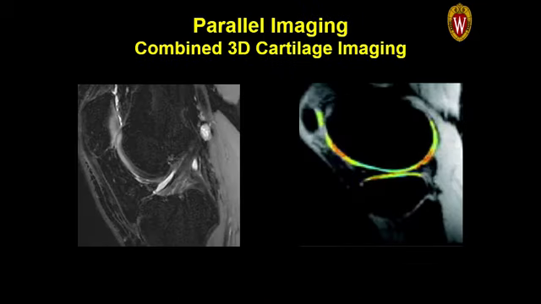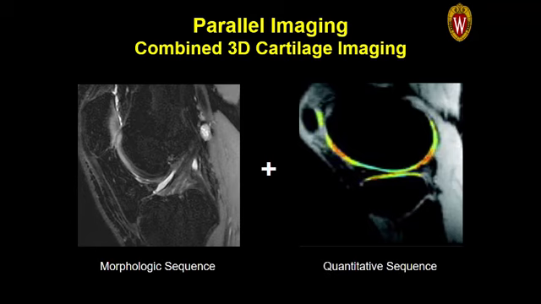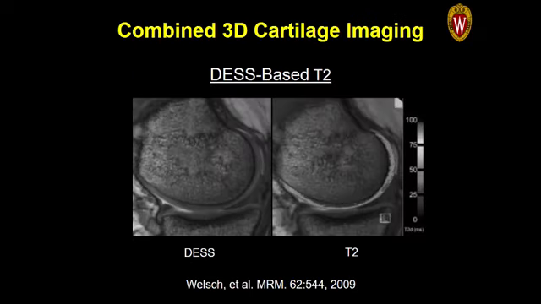Now, parallel imaging techniques have also been used to create these combined three-dimensional morphologic and quantitative cartilage imaging methods in which the technique acquires both a morphologic scan in order to evaluate cartilage morphology and simultaneously creates a quantitative parametric map in order to evaluate cartilage composition and microstructure.